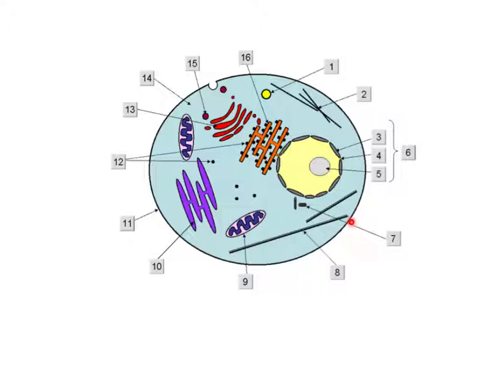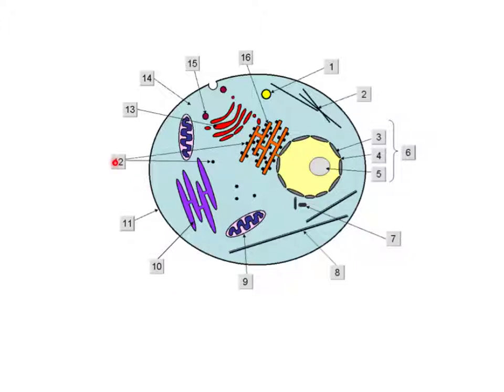Number 8 is more of the cytoskeleton. Number 9, the mitochondria, the site of respiration. Number 10, the smooth endoplasmic reticulum, or SER, which is the site of lipid synthesis. Number 11 here is pointing at the cell membrane.